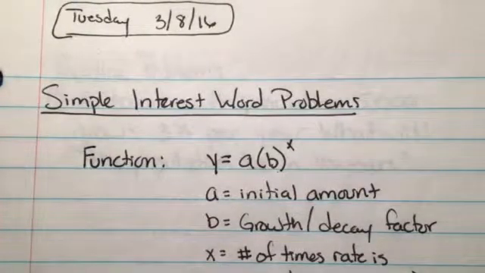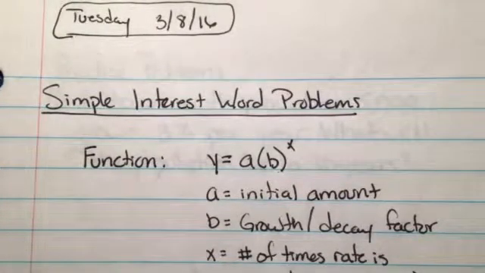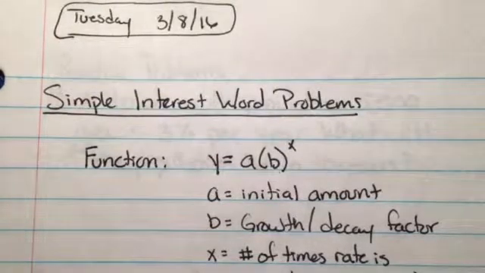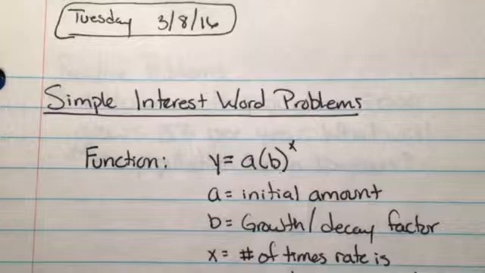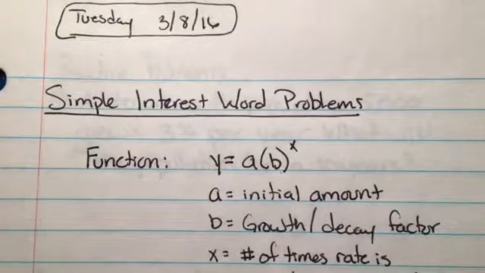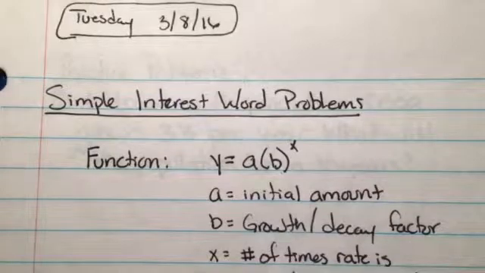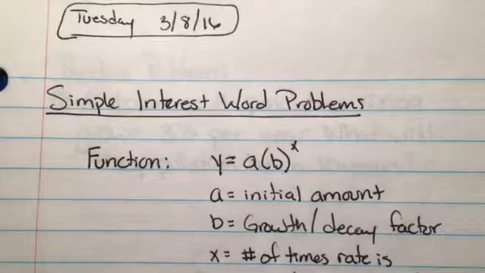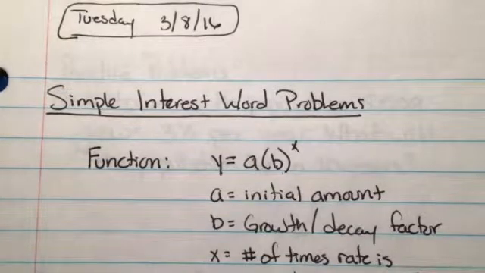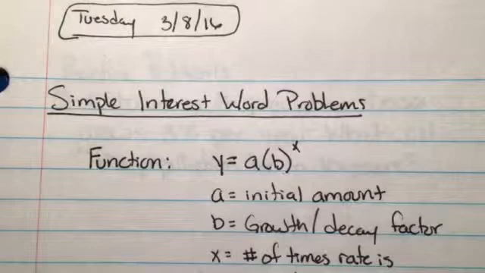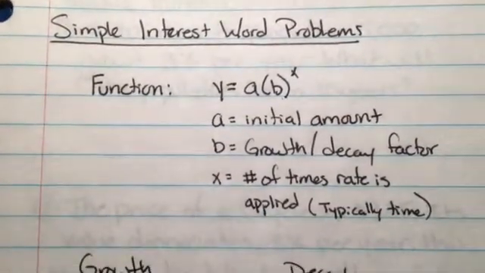Okay, here we go. So yesterday we started working on the exponential growth and decay, and we learned how to write an equation without having to calculate anything. Today we're going to work on simple interest word problems. That means we're going to go ahead and write the equation, and then we're going to calculate an actual answer for whatever the growth came out to be or whatever the decay came out to be. So simple interest word problems.